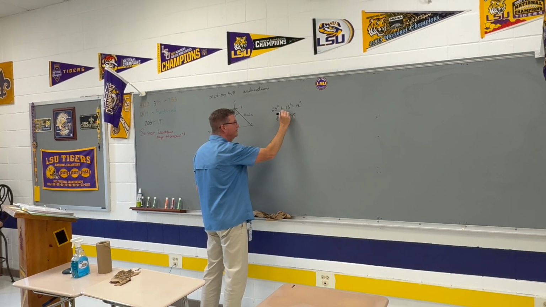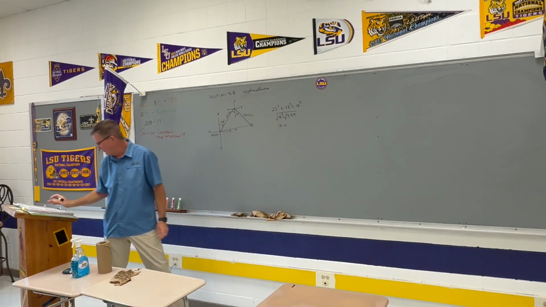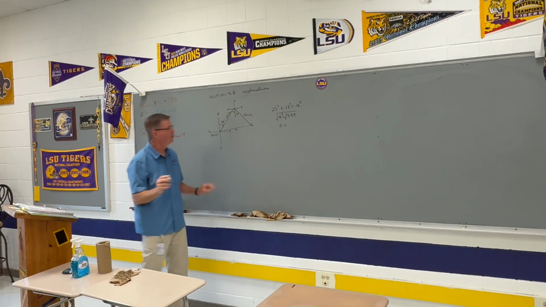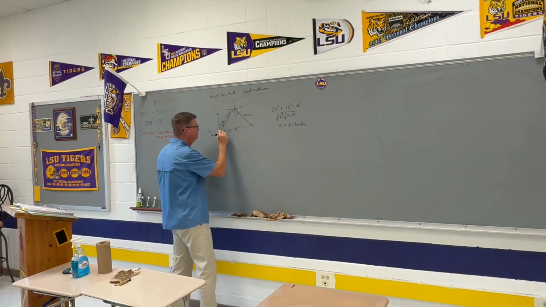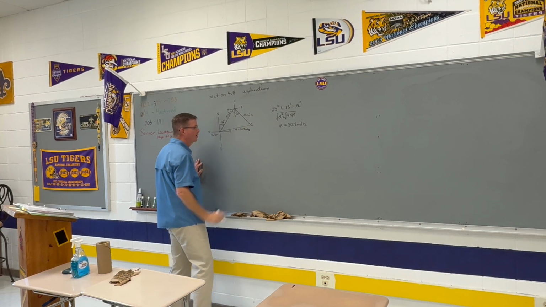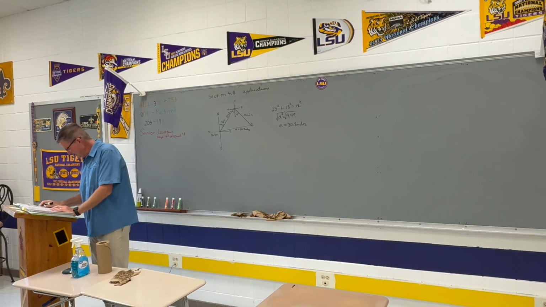Take the square root of both sides. And x is going to be approximately 30.8 miles. So the boat is approximately 30.8 miles from the harbor entrance. But then it asks, what is the bearing?